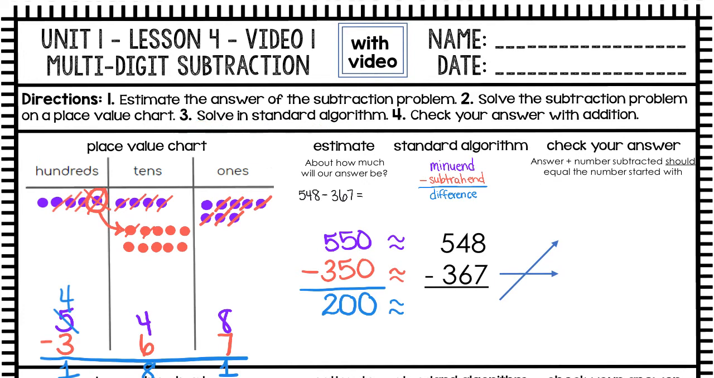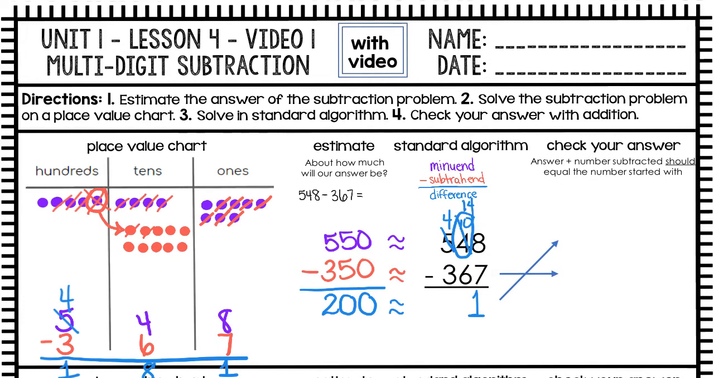Solve in standard algorithm. When I solve in standard algorithm, I always start in my ones place. So I have 8 minus 7. 8 minus 7 is 1. 4 minus 6. Well, if I only have 4, I can't take away 6. So I come to my hundreds and regroup it into 10 more tens. So I'm left with 4 hundreds. And 10 plus 4 is 14.